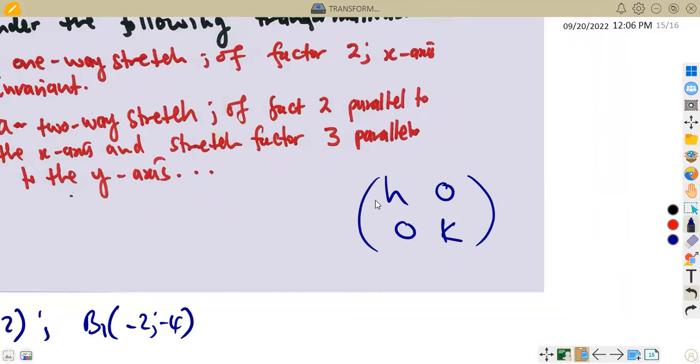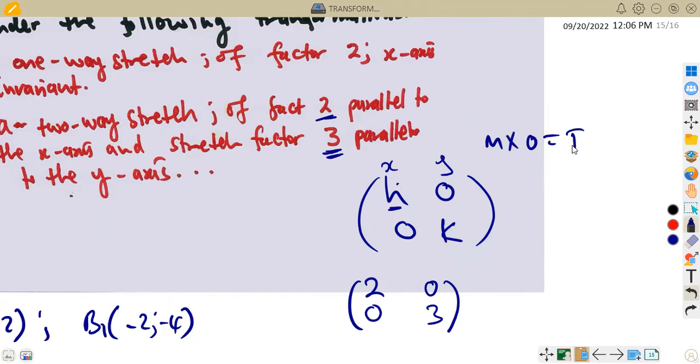If you are given a stretch vector 2 parallel to the x-axis, which means it is going to affect the x-axis part, which means the x-axis is the one that has h. So it's parallel, which means your h here is going to be having the 2. It's parallel to the x. This is your x, this is your y. So parallel to the x-axis, which means it's affecting the x-axis. So it's going to be 2, 0. Parallel to the y-axis, which is this one, is going to be 0, 3. Okay, so this is your matrix. So matrix times object should give us the image.